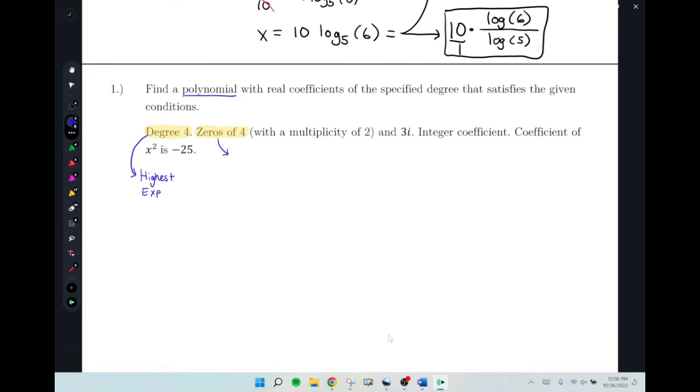And what's a zero? It's a solution or a root or an x-intercept. Okay? Solution, root, x-intercept, that's all zero.